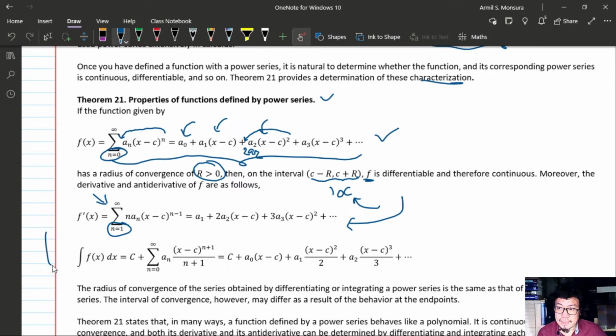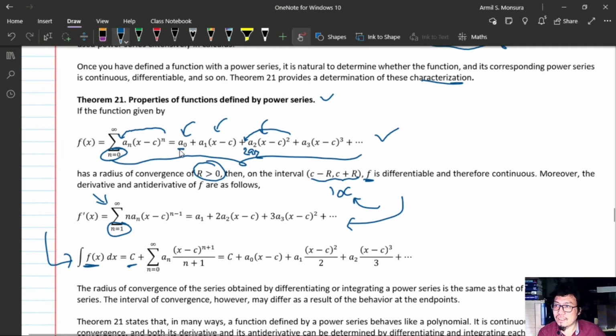Its antiderivative or its integral, of course the arbitrary constant is still there, plus you'd be basically applying the power formula term by term. Starting here, because we have f of x here.